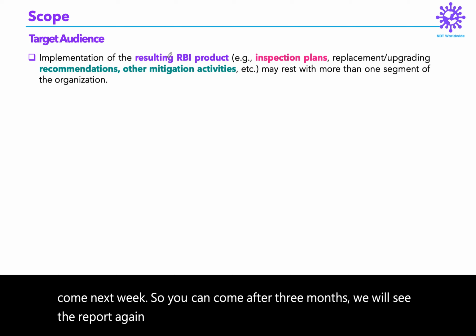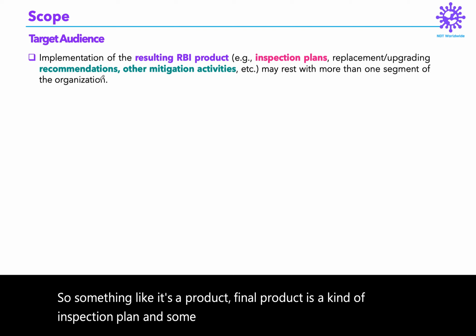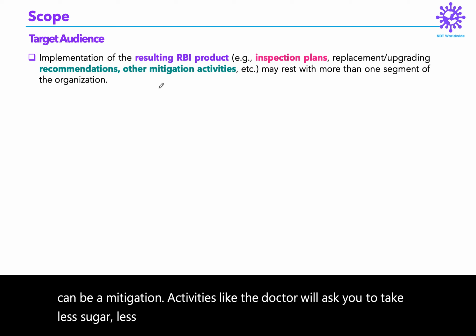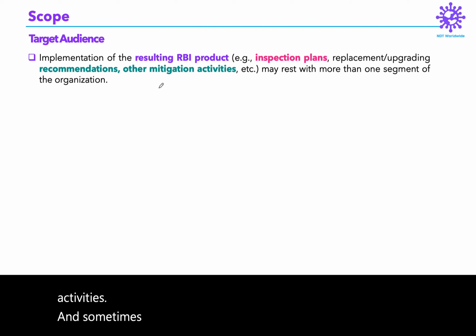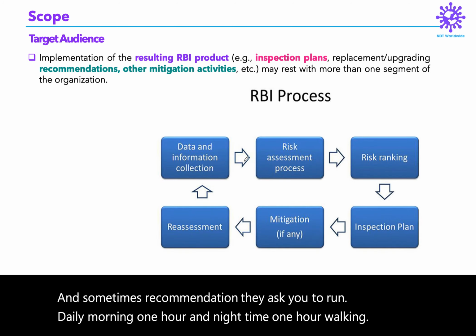So the final product is a kind of inspection plan. And sometimes it can be a recommendation or it can be mitigation activities. Like the doctor will ask you to take less sugar, less salt. These are all some kind of mitigation activities. And sometimes a recommendation, they ask you to run daily, morning 1 hour and night time 1 hour walking. Okay, so it's a combination of these things.